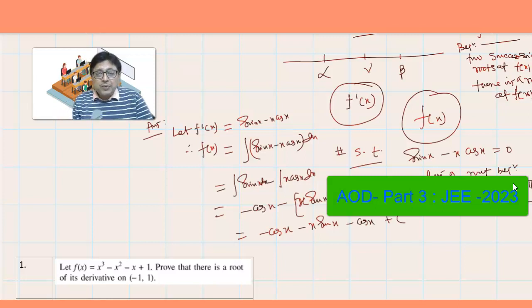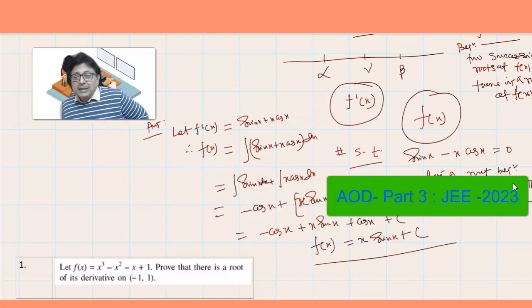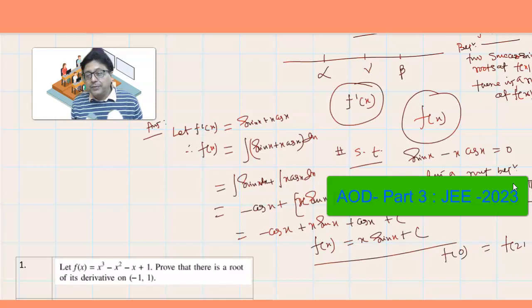But for this question, it is better you take sin x plus x cos x. Otherwise that condition will not be satisfied here. So I am changing a bit here. This will be plus, and this is minus sin x, it will be plus. So this changes to x sin x plus c. So if we take the function f(x) equal to x sin x plus c, then this function is always continuous everywhere, this function is differentiable everywhere, and f(0) equal to f(2 pi). Why?